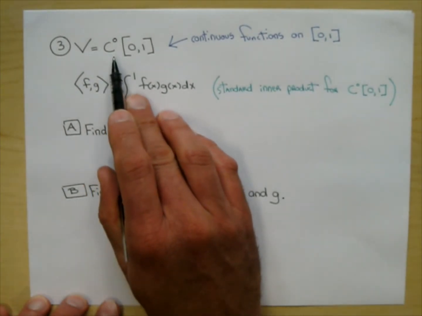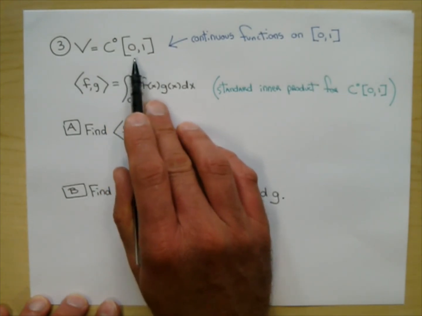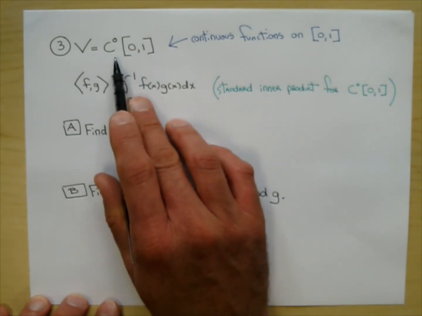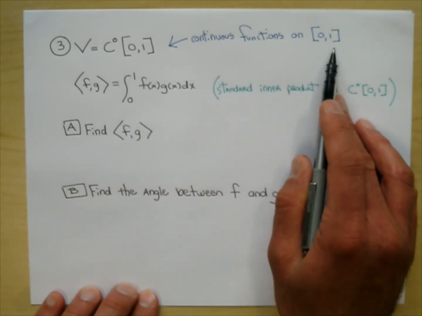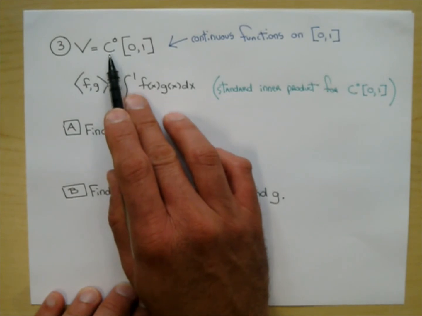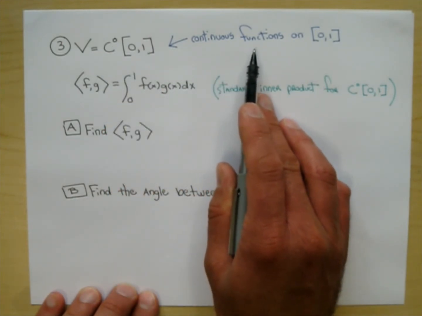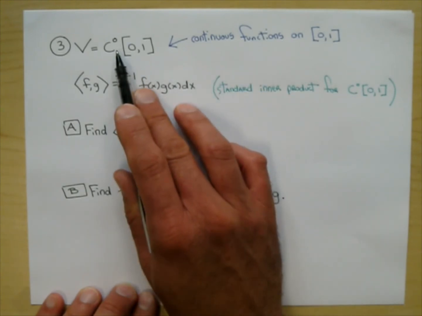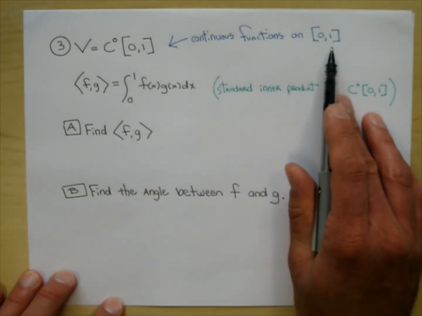Okay, your vector space is C, and then there's a 0 up there. Here's an interval from 0 to 1. So what this means is continuous functions on that interval. If it had said C1, then you'd have continuous functions and their derivatives are continuous as well. And C5, the first 5 derivatives. Okay, but we have this here.